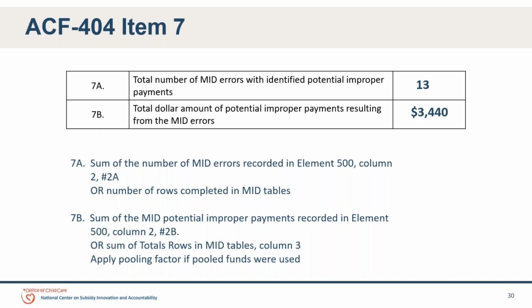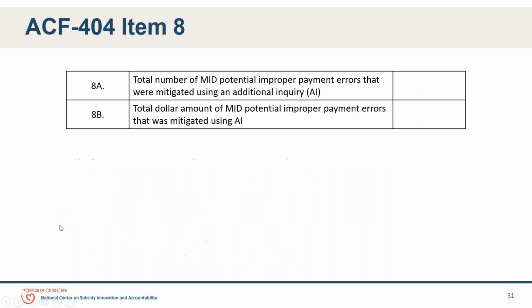And just a quick note about the pooling factor. This is a new requirement this cycle to make sure that you're applying the pooling factor to certain items. And the purpose is to get a more accurate representation of the actual CCDF dollars that were in error. As always, if you do have any questions about these, feel free to reach out for technical assistance.